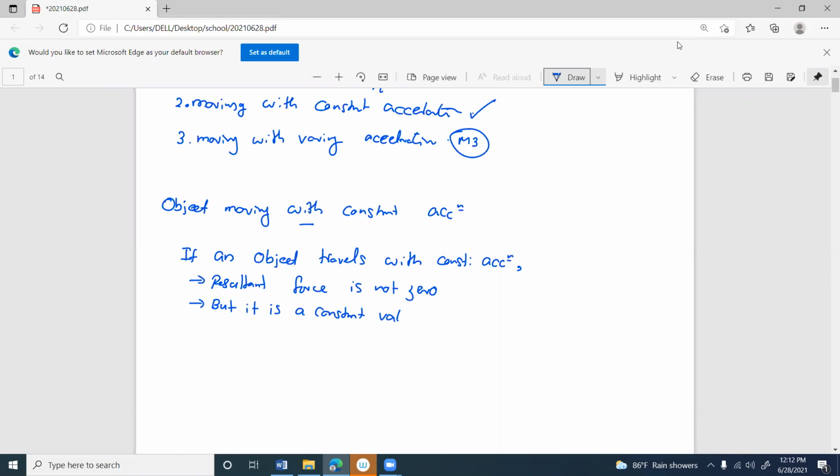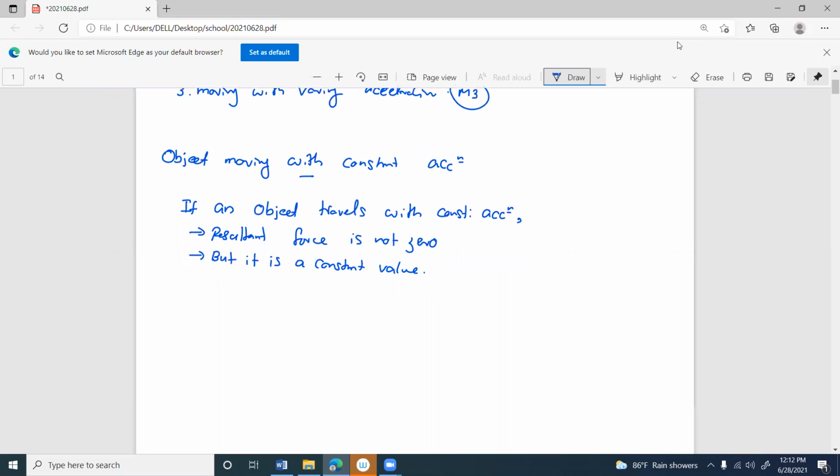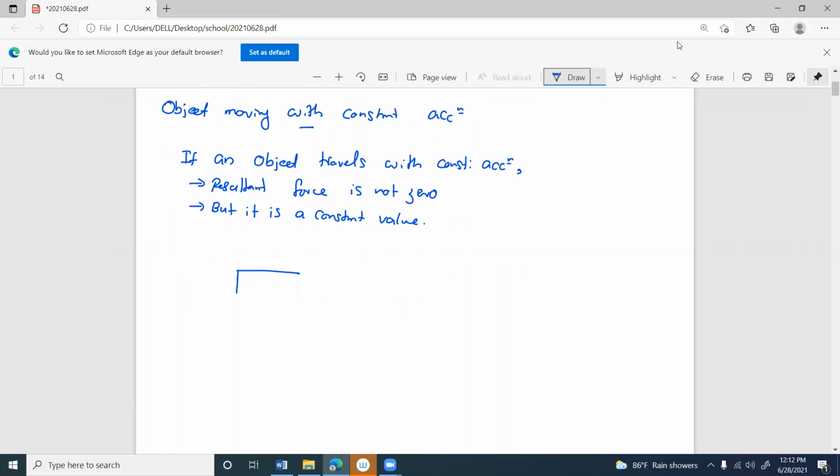What do you mean by that? For example, look at this object over here. Here the force is 10 newtons, and here the force is 60 newtons. So what is the resultant force? Delta F is towards this side, 50 newtons. That is the resultant force over here. That is the first example. This is moving with constant acceleration.